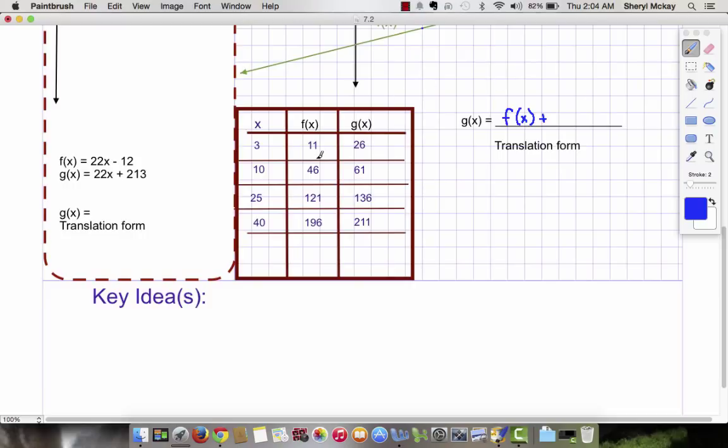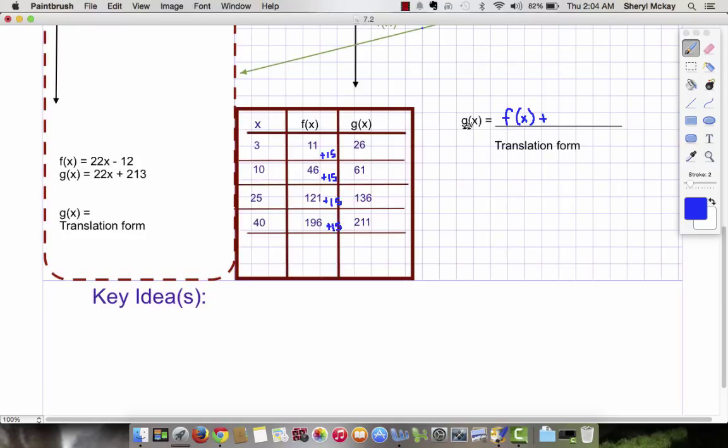Well, the way that you could have figured that out was you could have thought about what's the difference between 11 and 26. I had to add 15. And I have to make sure that it's consistent. Do I add 15 to 46 to get 61? I sure do. Do I add 15 to 121 to get 136? Yes, I do.